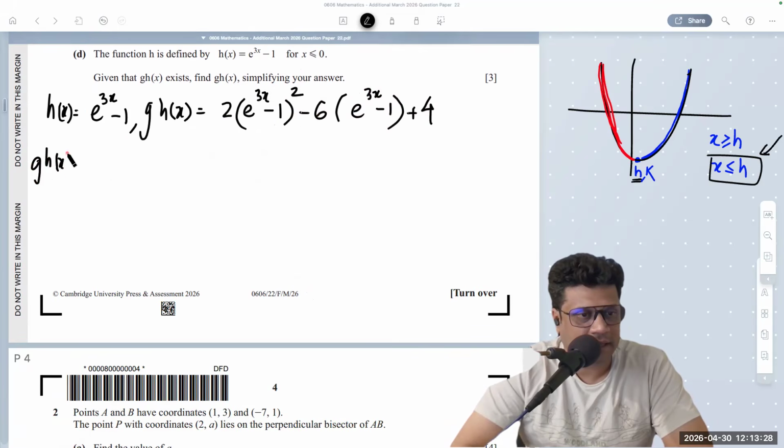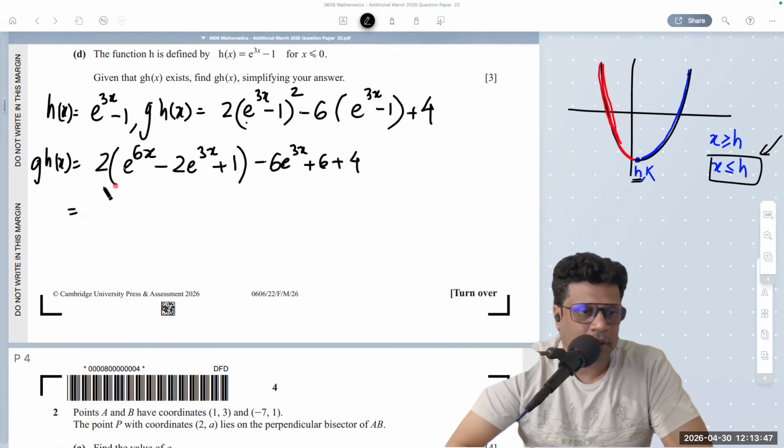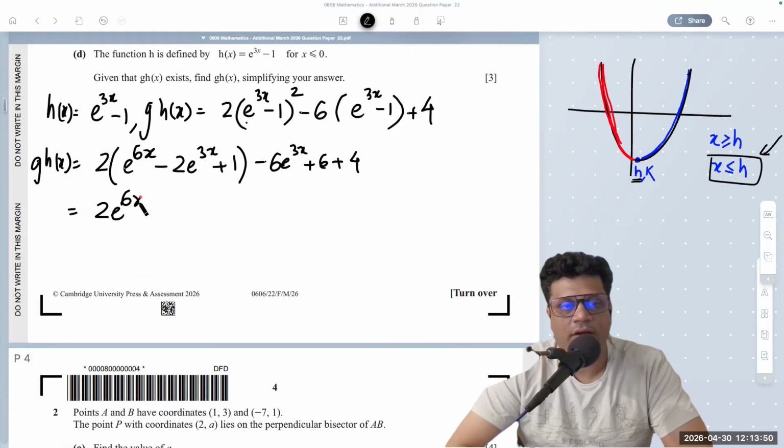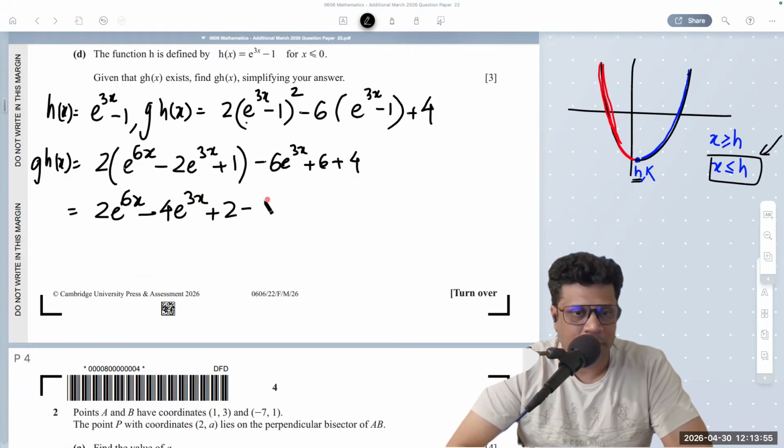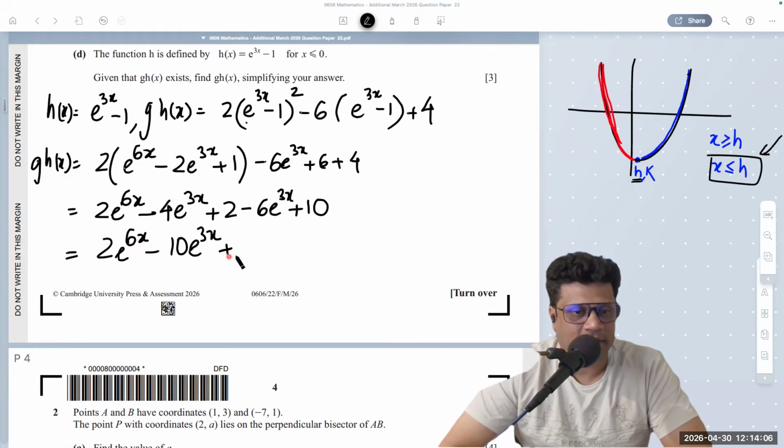Now we're going to open up the bracket. So GHX equals 2 times the square of this first term, e to the power of 6x, minus 2 e to the power of 3x, plus a 1, minus a 6 e to the power of 3x plus a 6 plus a 4. Let's open up this bracket. 2 e to the power of 6x minus a 4 e to the power of 3x plus a 2, minus 6 e to the power of 3x plus a 10. And you are looking at 2 e to the power of 6x minus a 10 e to the power of 3x plus a 12.